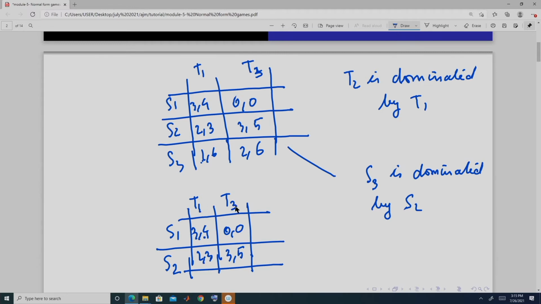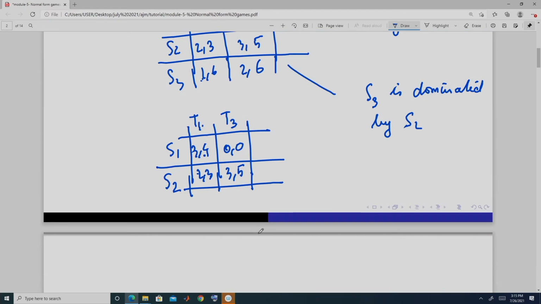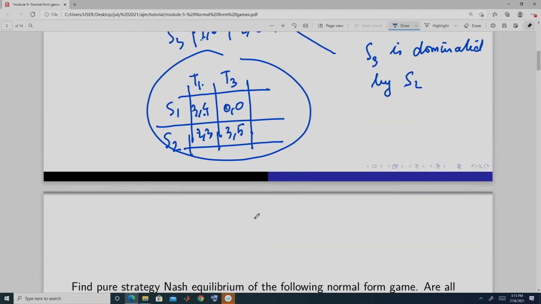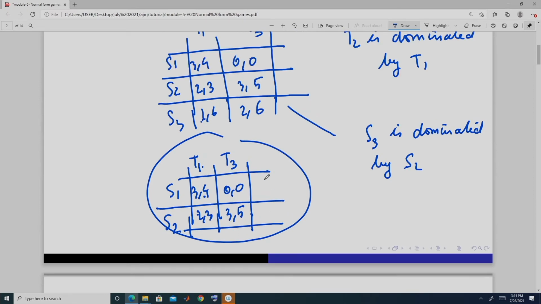So, neither T1 dominates T3 nor T3 dominates T1. As it is 3, 2, and it is 0, 3, neither S1 dominates S2 nor S2 dominates S1. So, we are left with this. So, if we use iterated elimination of dominated strategies, we will end up here only. We cannot move further, okay?